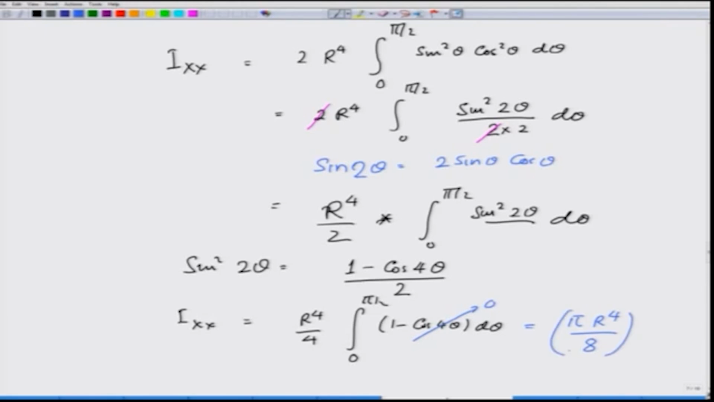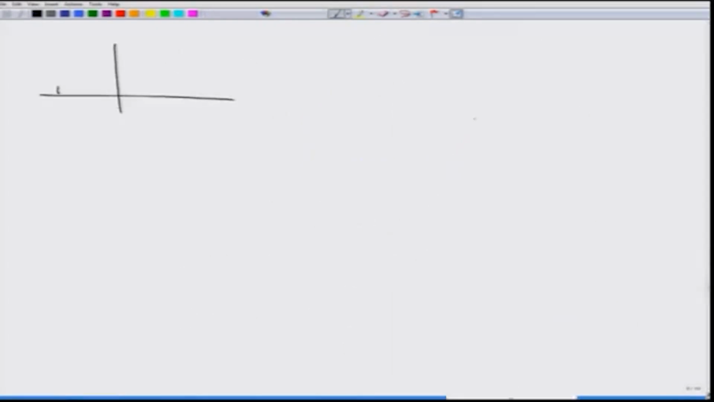Okay, that is the answer. How about the y axis? If I were to calculate this about the y axis, Iy will be equal to integral x squared dA. You could do it explicitly.